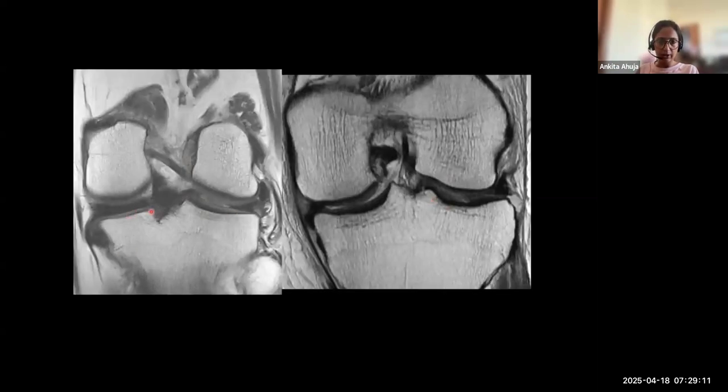So just to show you another example, this is a smaller body. This is the tear lying over here. Again, on this side, this is the smaller body and the tear lying here. That's why I always told you to look at the size.